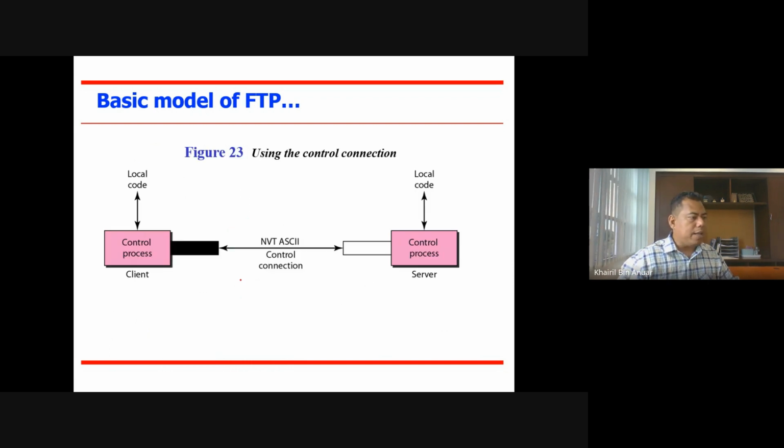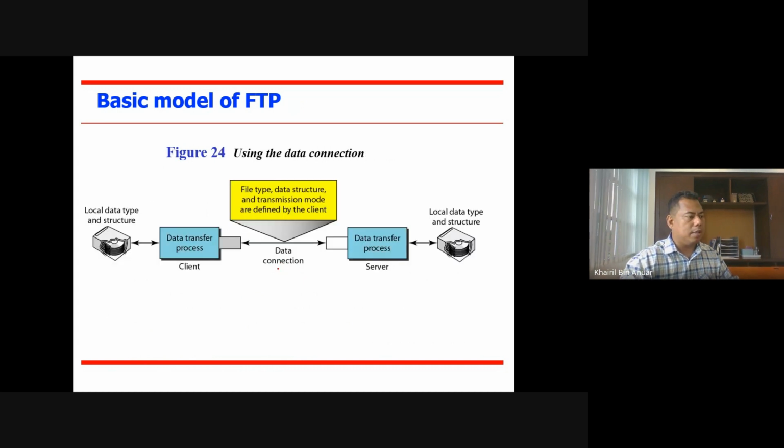Because you are using the ASCII control connection, you need a control process that exchanges the information. Your control process transfers to your ASCII control connection. On the data connection, your data transfer process is transferred to the data connection and received by the receiver. Here it says that file type, data structure, and transmission mode are defined by the client. That is for the data connection.